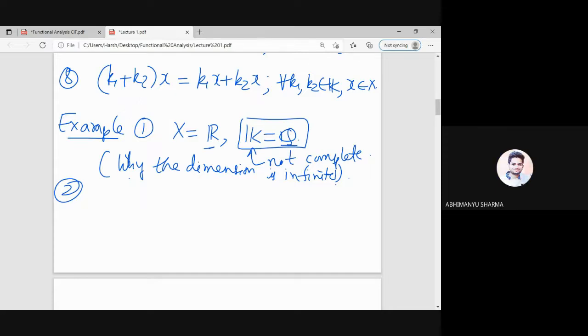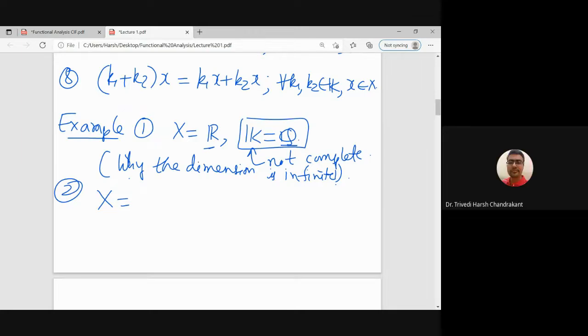So the set of all continuous functions, where the field is the real numbers.